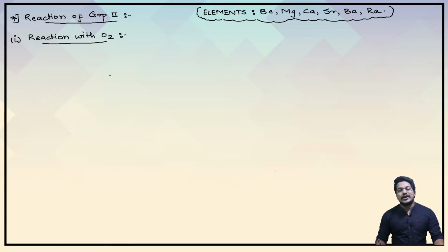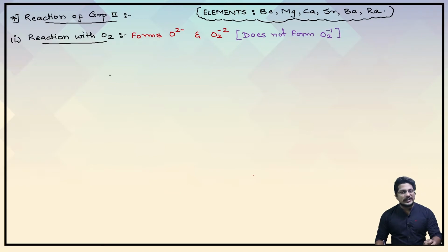Now, talking about the reaction with O2, what we need to understand is that all the group 2 elements would prefer to form either oxides or peroxides, and they do not form superoxide. So point number 1 over here, superoxides are not formed. Okay, let's move further.